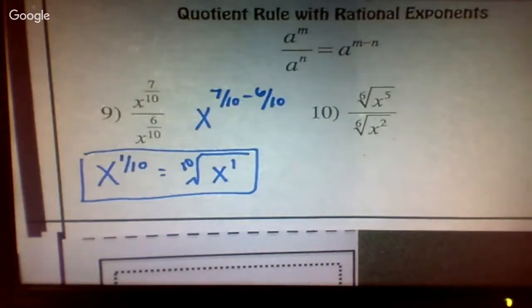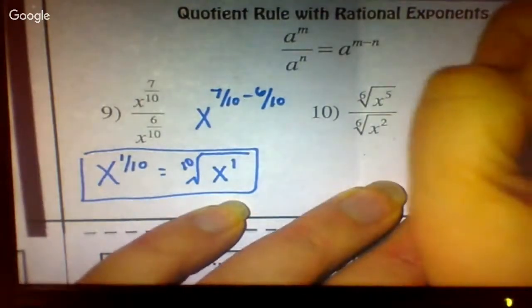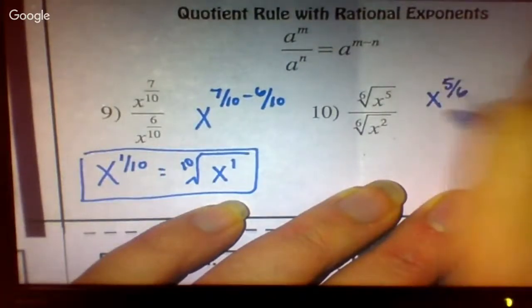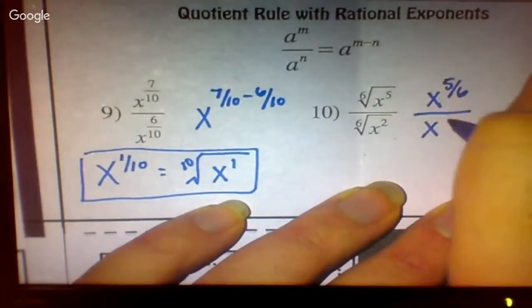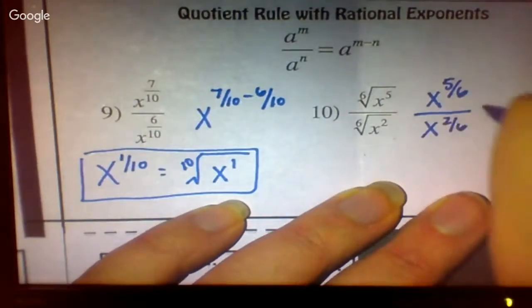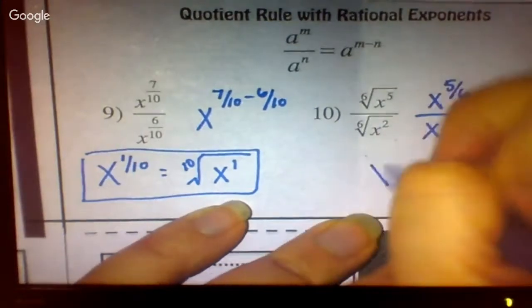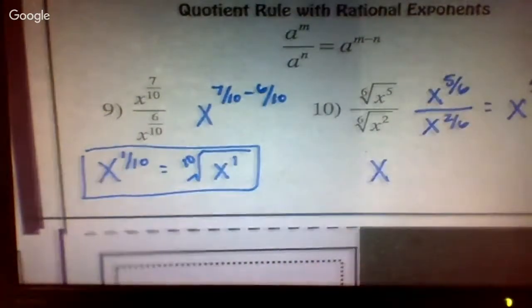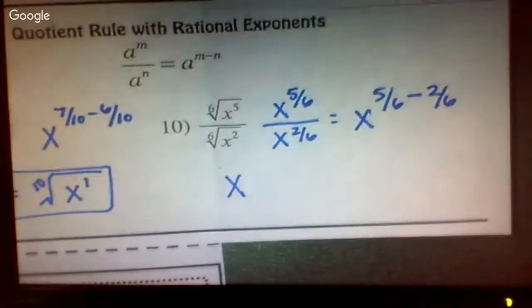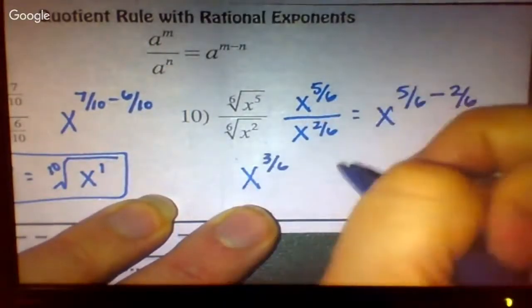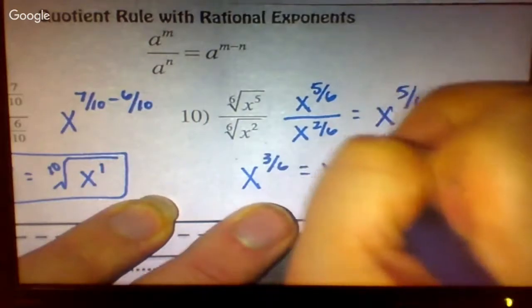Number 10. Again, my suggestion to you is to make it rational exponent first. So on the top, I have x to the 5/6. And in the bottom, I have x to the 2/6. Again, we're dividing. So this is x to the 5/6 minus 2/6. What do we get when we take 5/6 minus 2/6? 3/6. What does that reduce to? 1/2. X to the 1/2.